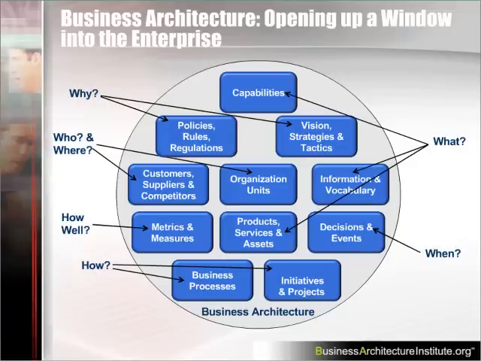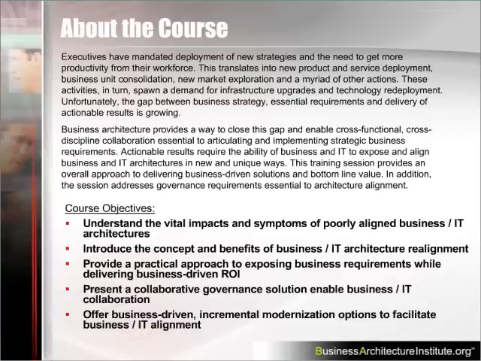The second part of the course ties in the IT architecture, the representation of the systems, the technologies, the data architecture, application architecture, of course, and all the business systems that run on desktops beyond the line of sight of IT. So the overall goal for the course, or a set of objectives, is to really understand the impacts and symptoms of having a poorly aligned business IT architectural environment.